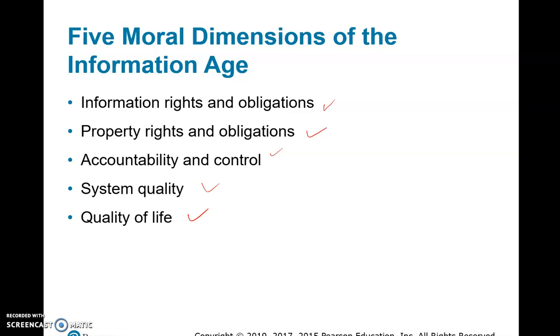In accountability and control, we can think about who can and will be held accountable and liable for the harm done to individual and collective information and property rights. For the system quality, what standards of data and what standards of system quality should we demand to protect individual rights and the safety of society? On the quality of life, what values should be preserved in an information and knowledge based society? Which institutions should we protect from violations? Which cultural values and practices does the new information technology support? Those are the five moral dimensions of the information age.